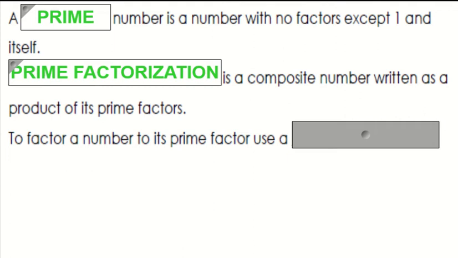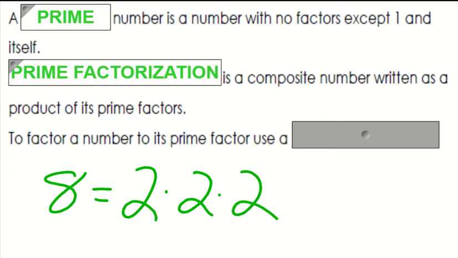So just to show, for example, 8 is a composite number. Okay? It can be made by multiplying other numbers. Specifically, the prime numbers that can multiply to make 8 would be 2, 2, and 2. So that is the prime factorization of 8. 2 times 2 times 2. Okay? Would 2 times 4 work? No. 4 is not a prime number. They need to go down as low as possible.